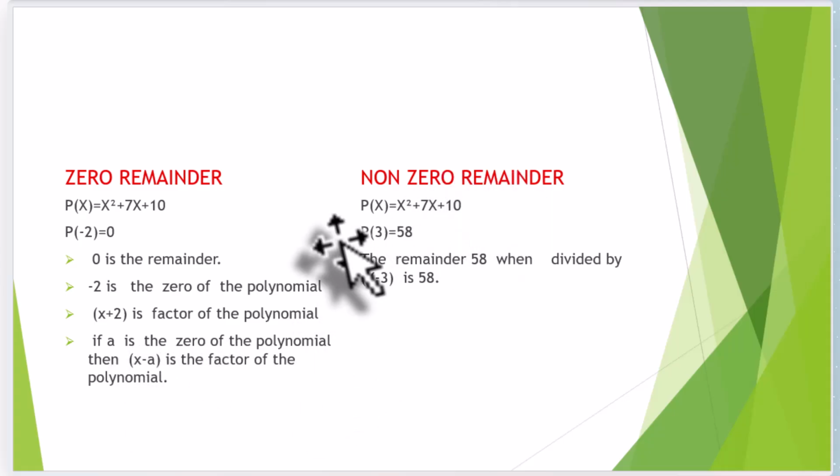For the non-zero remainder, take x square plus 7x plus 10 and substitute 3. The value of the polynomial is 58. The meaning is that the remainder when divided by x minus 3 is 58.